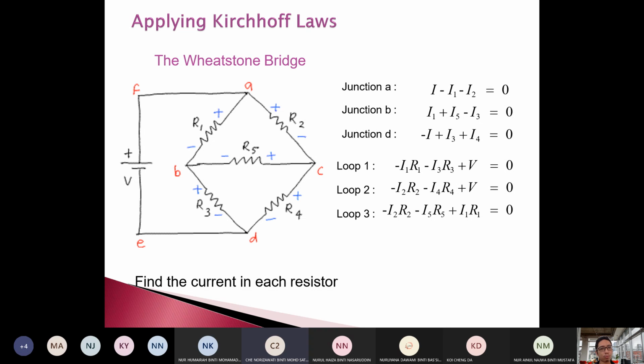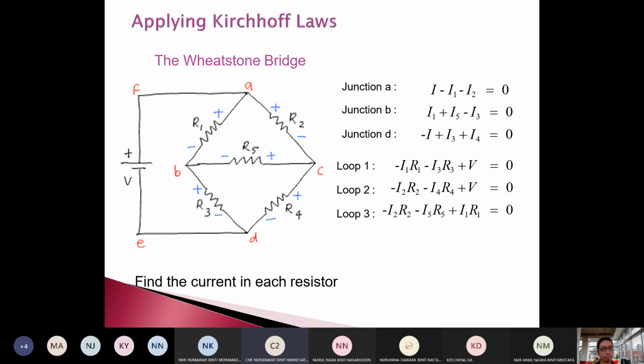For the loops, we look into the voltage equation. So we have 3 loops as well. This is the first loop, as you can see, inside here. This is the second loop, and then this is the third loop.